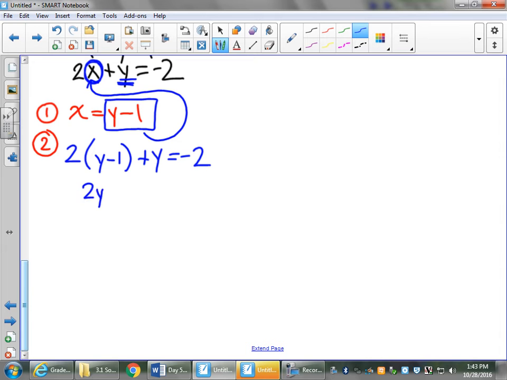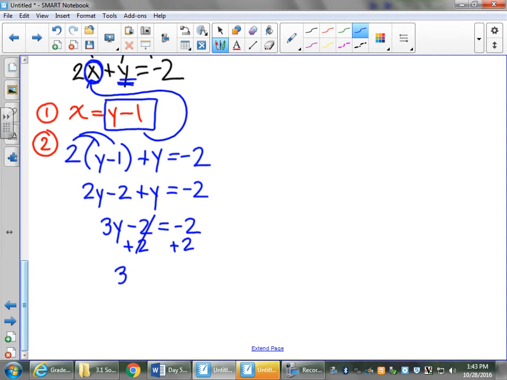I will get 2y minus 2 plus y equals negative 2. All I did is just distribute. Combine like terms, and solve that 2-step equation. Add over the 2. 3y is going to end up being 0. And when I divide by 3, 0 divided by 3 is 0. 0 is a number. Don't freak out if you get 0.